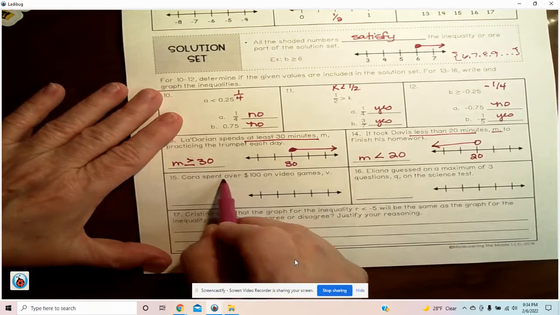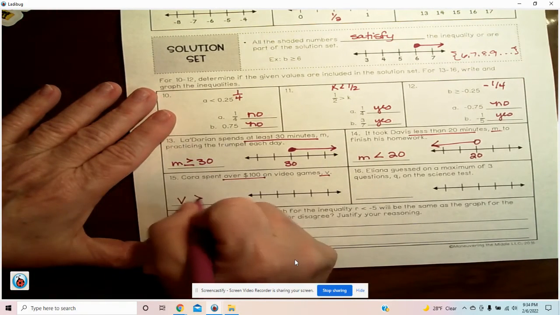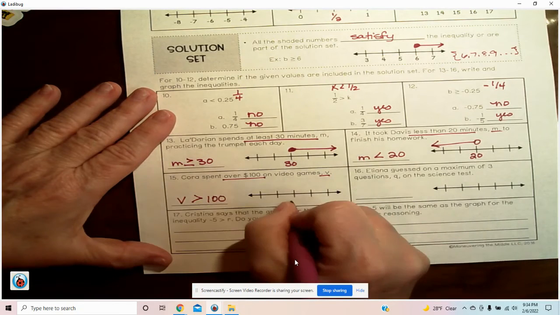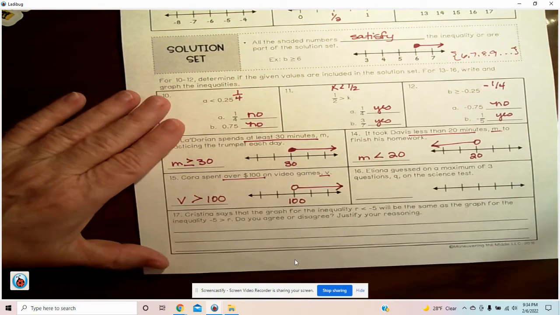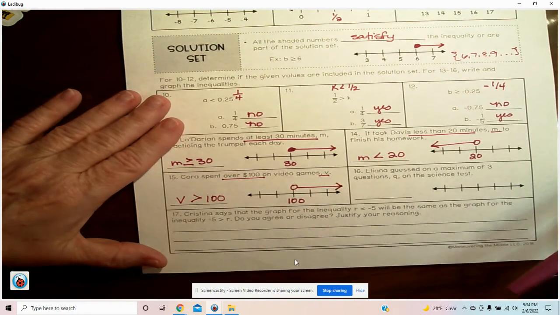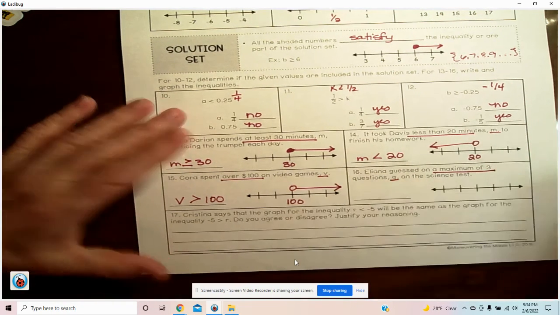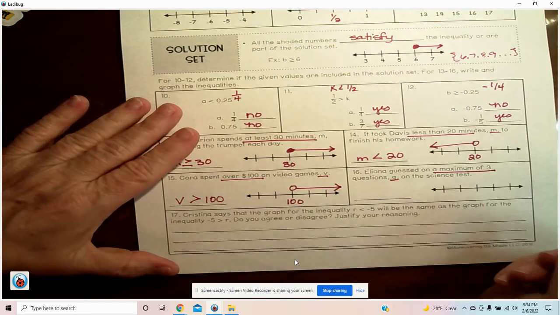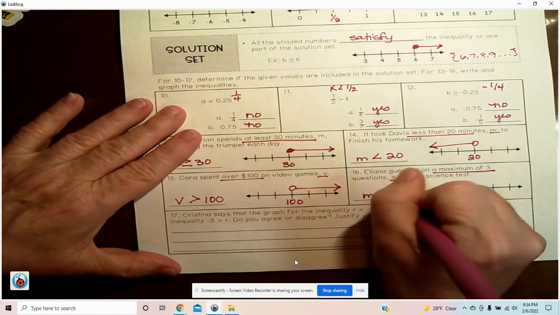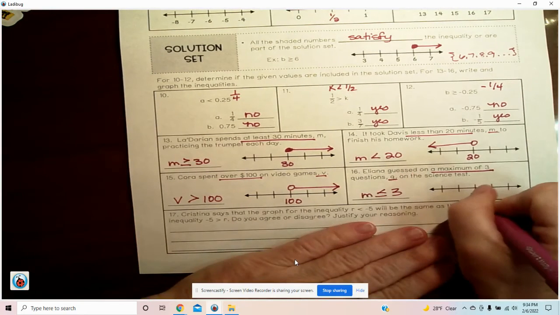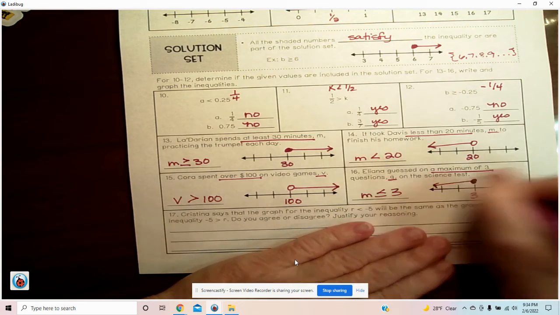Cora spent over $100 on video games, V. V is greater than 100. We've got 100, open circle, shaded to the right. Eliana guessed on a maximum of 3 questions, Q, on the science test. So she guessed on a maximum of 3 questions. So we've got 3, closed circle, shaded to the left.